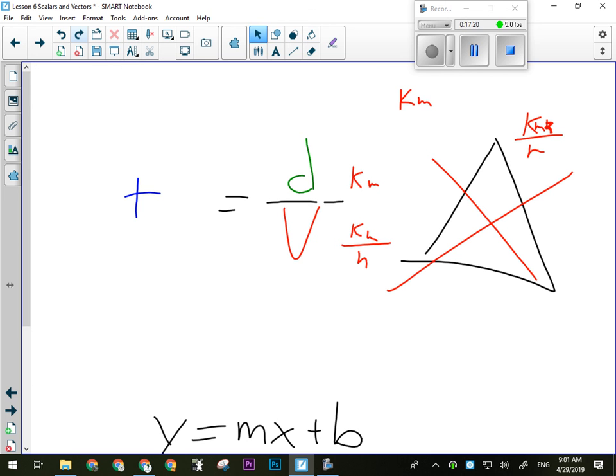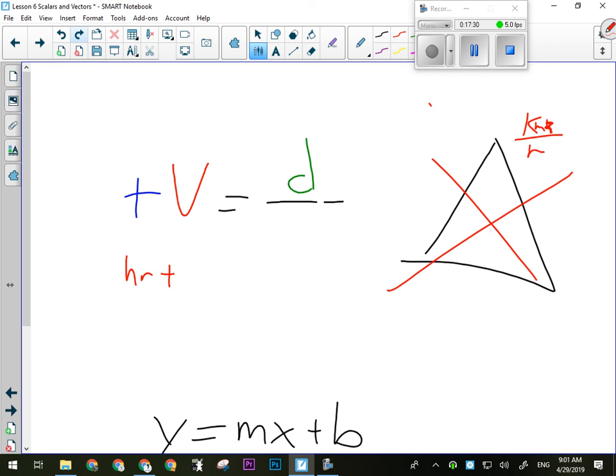Same thing would work if I was solving for d. If we go back to that idea, solving for d, I would take my hours, multiply it by kilometers per hour. I've got hours on the top, hours on the bottom. I'm left with kilometers. That's a unit for distance. I probably manipulated it correctly. Everybody all right with that?